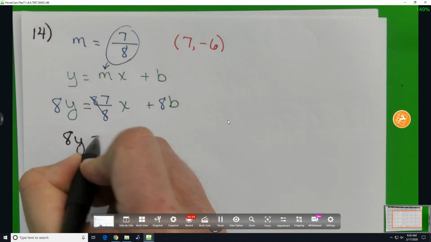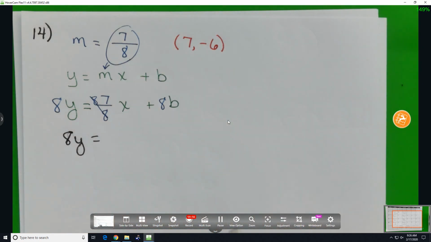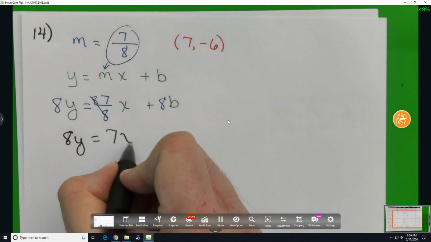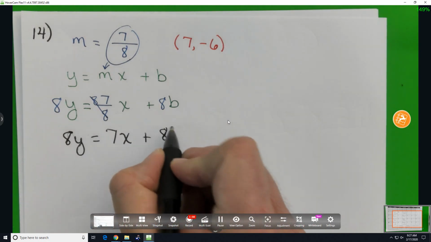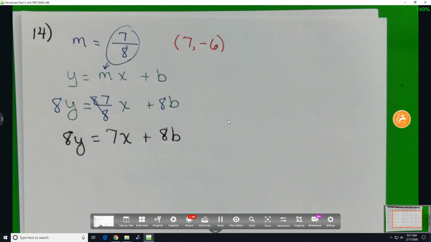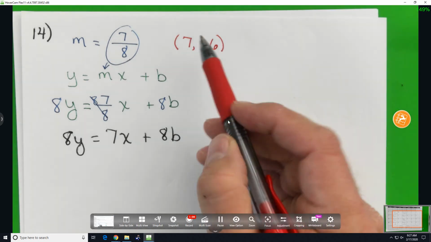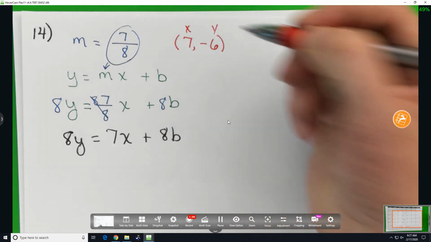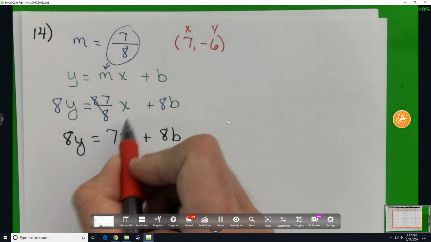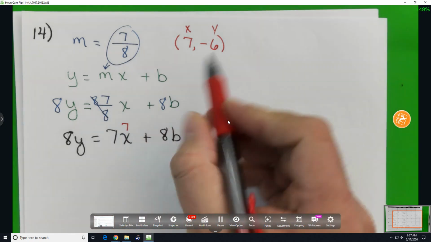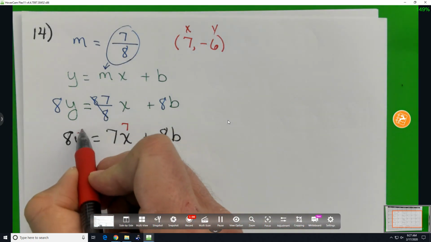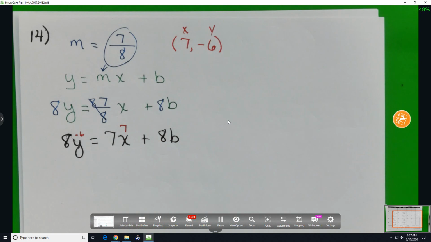So here's the equation at this point. It's no longer in slope-intercept form. Why am I saying that? It's not in the form y equals anymore. But I did deliberately get rid of the fraction because I think it's going to be easier now to plug this x and y in. So plug a 7 in for x and a negative 6 for y. That's 8 times 7 times negative 6. Is that going to be a negative 48? Yes.